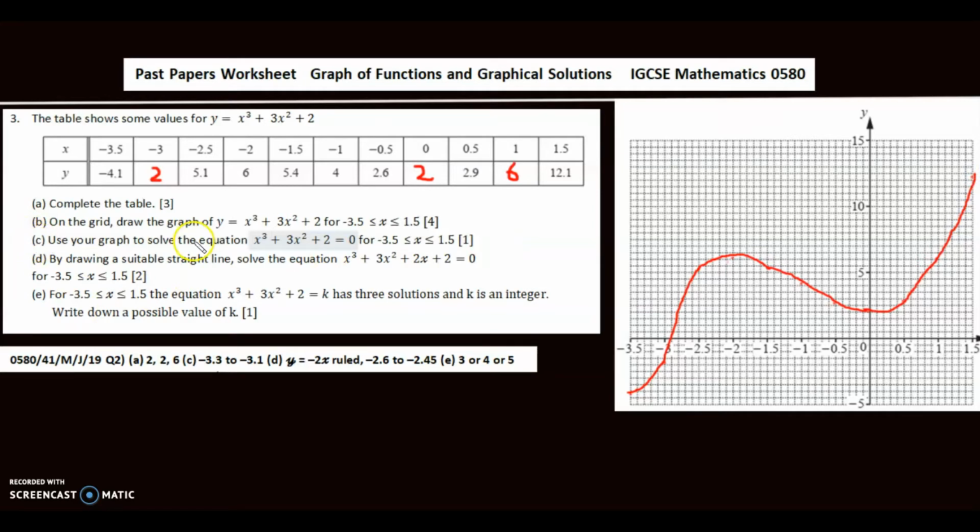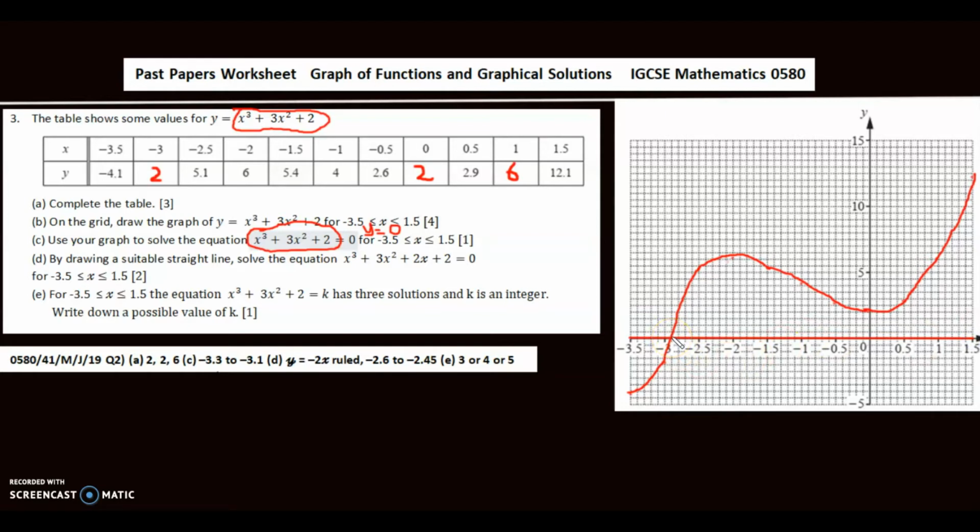Part C, use your graph to solve this equation. Alright, now how do we solve this equation graphically? This side is actually equal to this side, which is equal to y. So this means this is y equals 0. So we'll plot the line y equals 0. Y equals 0 is actually the x-axis. So here's the x-axis. Now read the point of intersection between the line and the curve.